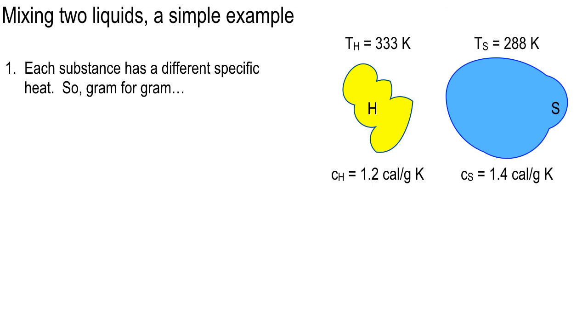And by the same token, the specific heat over here, another nice round number, for hypothetical substance S is 1.4 calories per gram Kelvin, right? So this one's a little tougher to heat up. 1.4 instead of 1.2. All right, now, which one of these is going to cool off? Let me ask you this. It's not a clicker question, but think. Which one's going to cool off? Raise your hand if you know. Steph. Substance H is going to cool off because that's the hot one. So make a note: energy is going to flow from H into S.